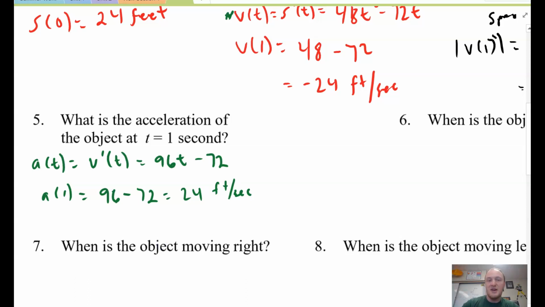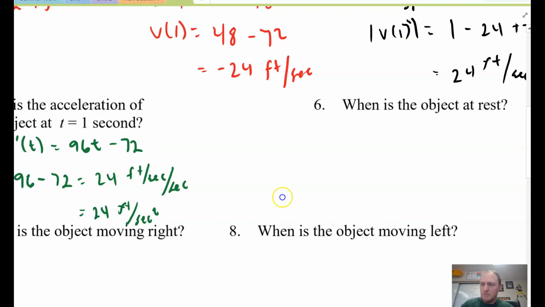Okay, so this is 24 feet per second squared. Okay. All right.